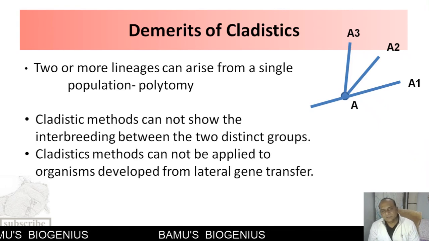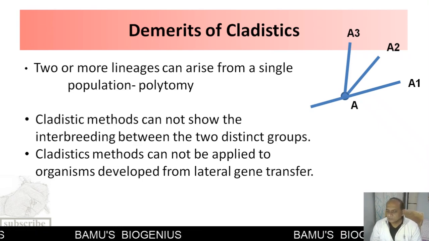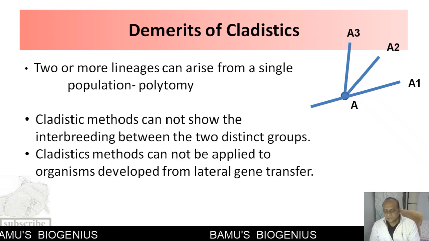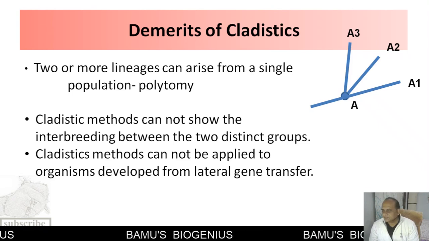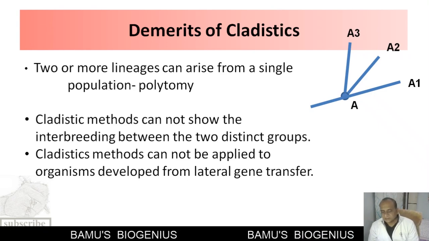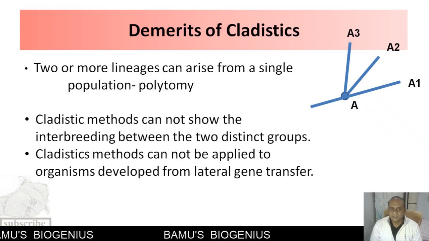Then the next one is that the cladistic method cannot be applied to organisms developed from lateral gene transfer. As we know, new organisms can also be formed in the case of bacteria. Lateral gene transfer takes place, and if that takes place, then cladistic methods cannot show such an exchange of genetic material between two distinct lineages, and that's why the cladistic method also fails here to demonstrate lateral gene transfer or horizontal gene transfer.